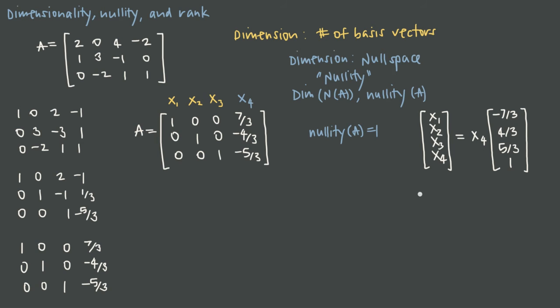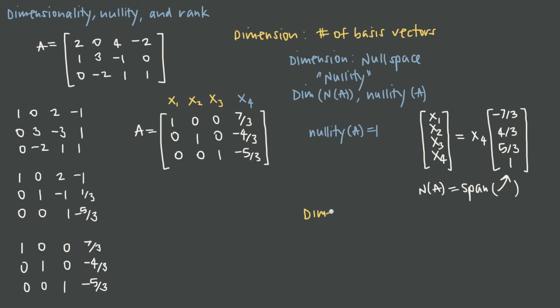In other words, we would say that the null space of A is given by the span of this vector right here, the span of that vector. So we only need 1 vector to span the null space of A. We only need 1 vector to form the basis for the null space, which means the nullity of the matrix is equal to 1.